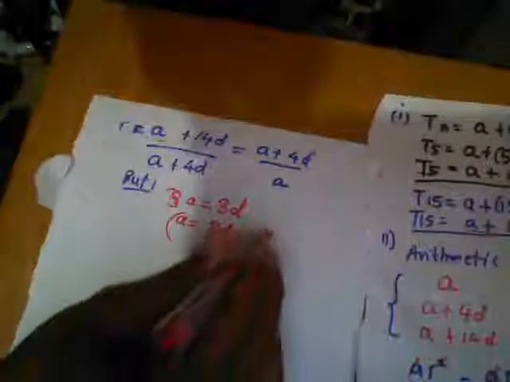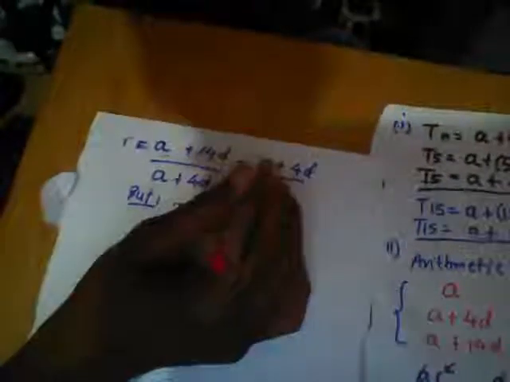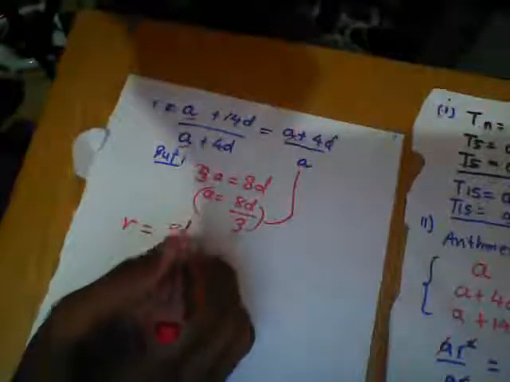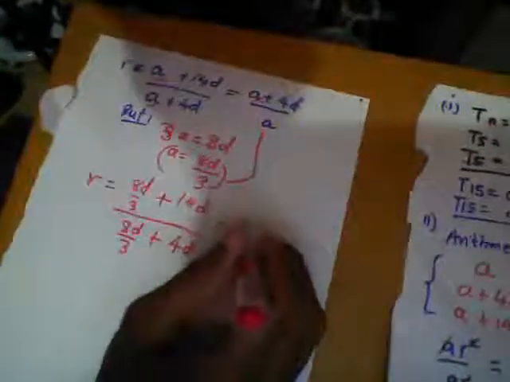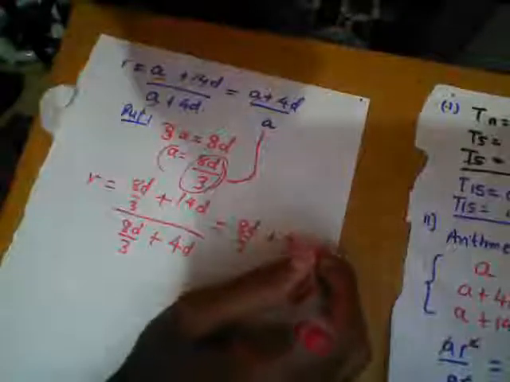I can put it here and there to get the common ratio. So I'll say my common ratio equal to A. What is my A? 8D over 3, plus 14D, over A, which is 8D over 3, plus 4D, over A. So now we can just do normal fractions.